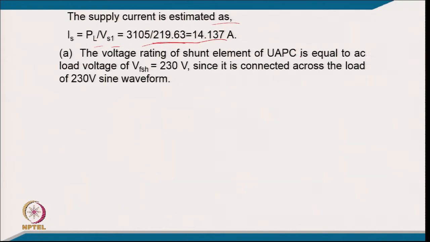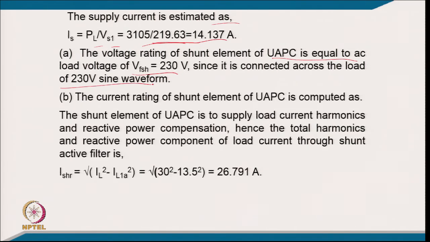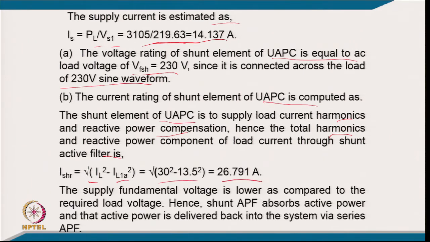The voltage rating of the shunt element of the universal active power conditioner is equal to the load voltage of 230 volt, since it is connected across the load of 230 volt sine waveform. The current rating of the shunt element of the universal active power filter is computed as follows. The shunt element is to supply load current harmonics and reactive power compensation, so the total harmonics and reactive power component of load current through the shunt active filter, ISH, is equal to the square root of IL square minus the fundamental active component of current square. Putting the value, it comes to 26.791 ampere.